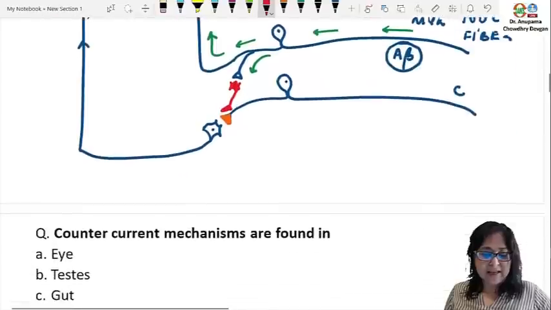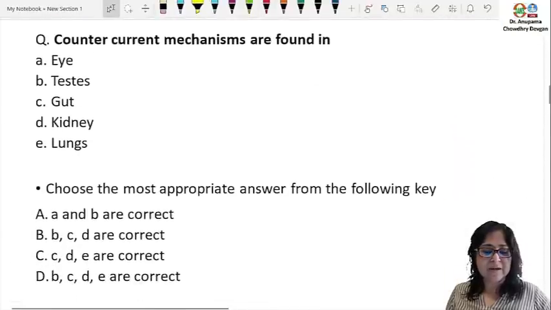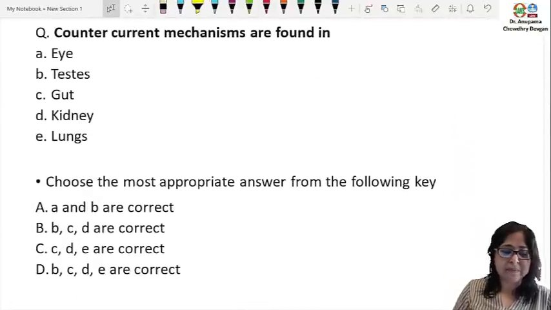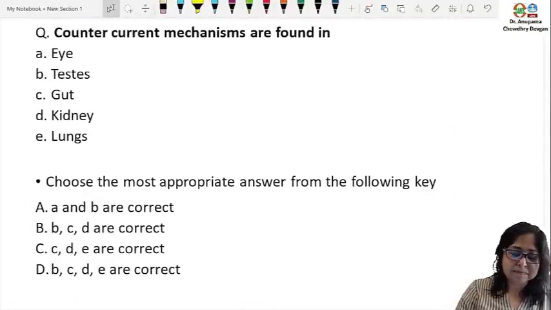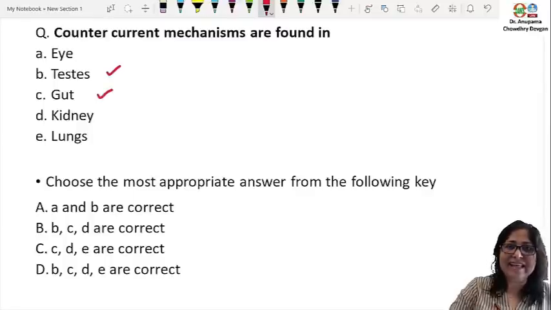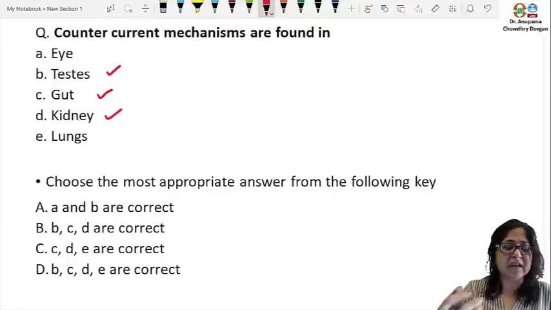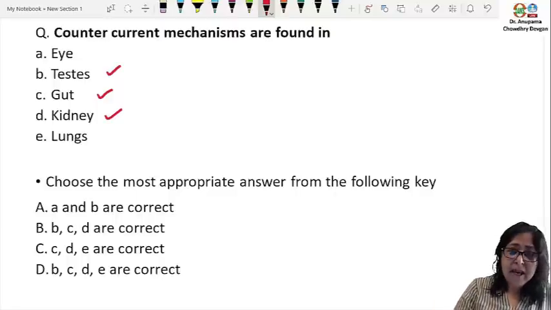Let's look at the next question. It says countercurrent mechanisms are found in which of the following? Now, countercurrent mechanisms are found in the testis, in the gut, in the intestinal villi, and in the kidney, of course, where there is a countercurrent multiplier and a countercurrent exchanger, and the lungs.